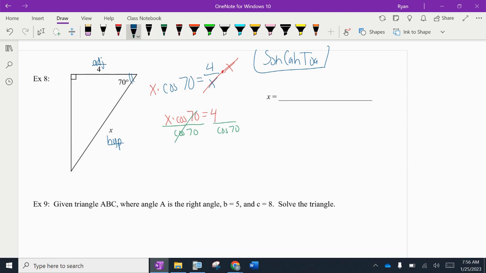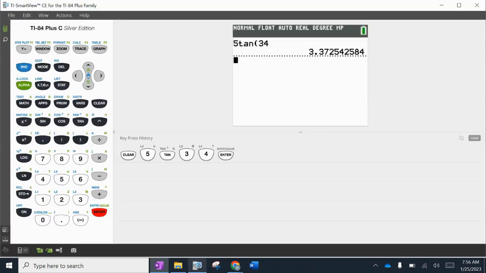That isolates the x all by itself up in the numerator, no longer in the denominator. X is equal to 4 over the cosine of 70. So the exact value is 4 over the cosine of 70 degrees. And from there, go to your calculator.